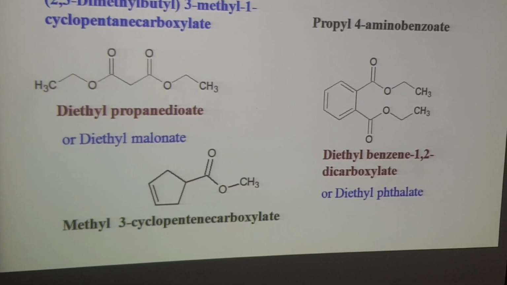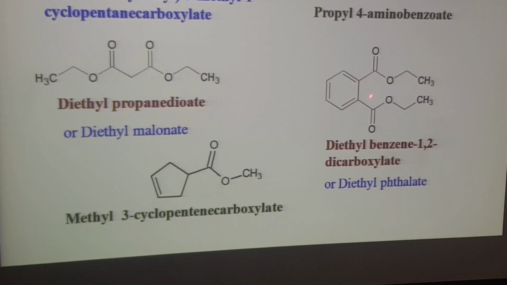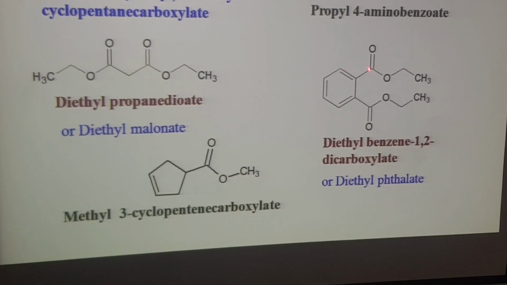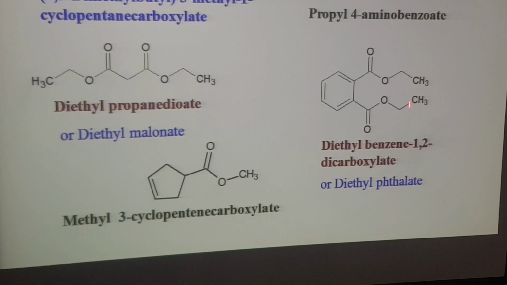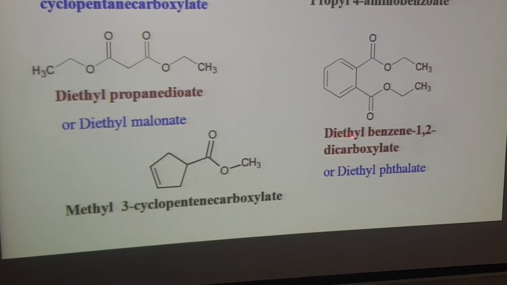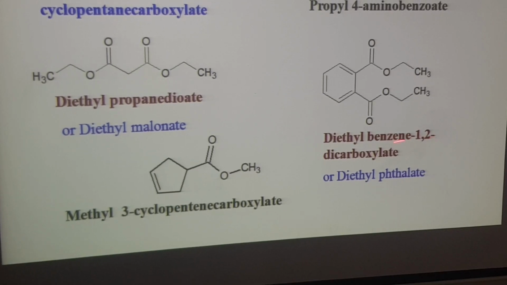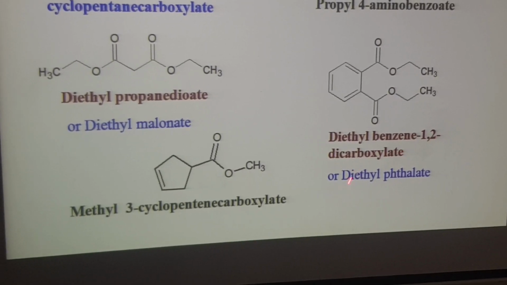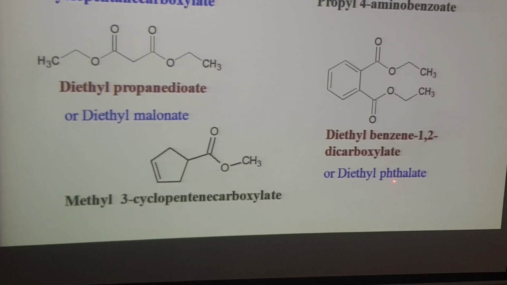So here we have the ester of phthalic acid. So benzene 1,2-dicarboxylic acid. Okay. So here we have 2 ethyl groups. So the name of this molecule is diethyl benzene 1,2-dicarboxylate. Or the common name diethyl phthalate.